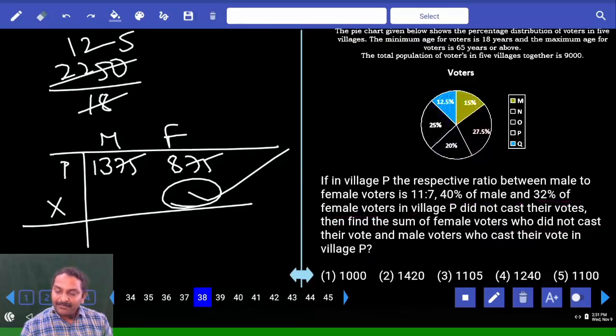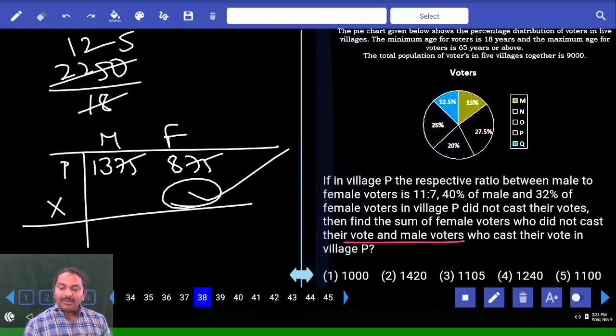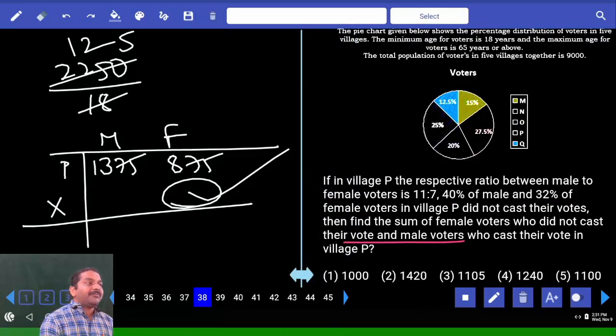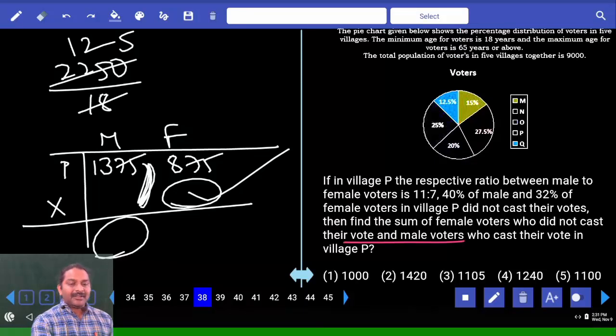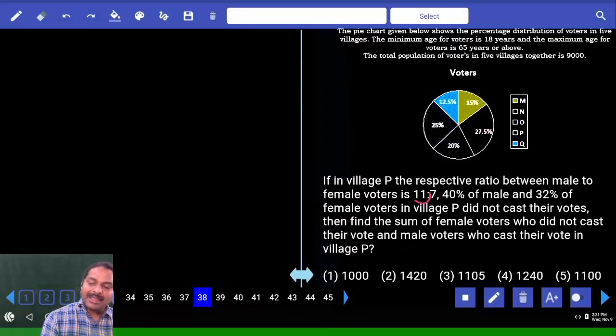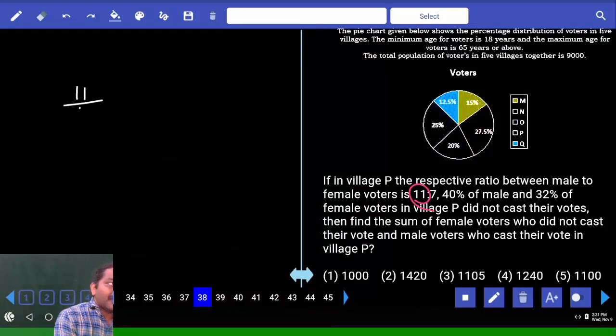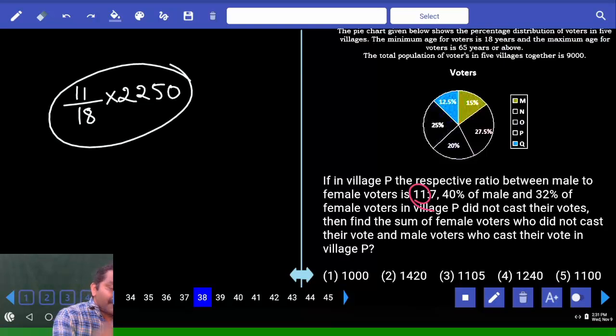Along with them, male who cast their vote. How do you get male who cast their vote? Difference between these two numbers only? You have to write these two numbers and then add. Otherwise, look at this. How many male are there in terms of parts? 11 out of 18 parts among 2250. Correct? These are total male.